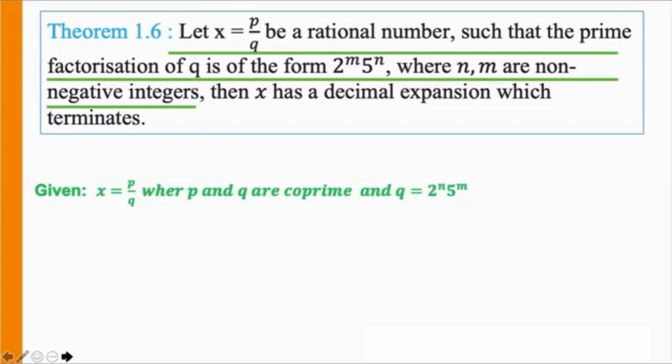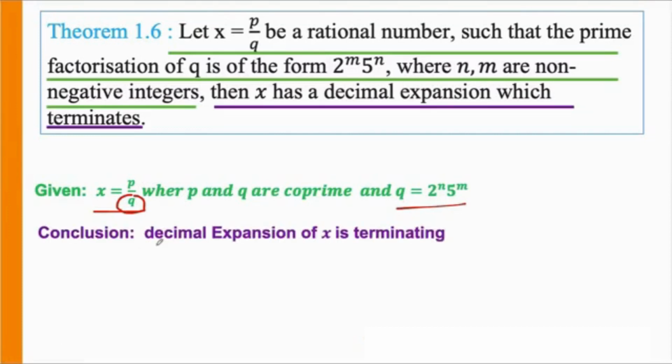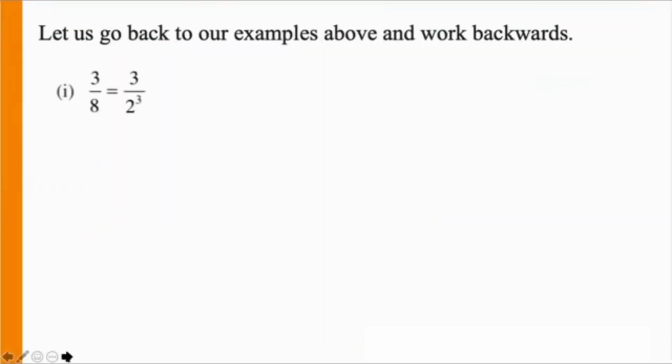So let's understand what's given to us. It is given that x is in the form of p by q, it's a rational number, and q is in the form of 2 raised to n, 5 raised to m. The conclusion is the decimal expansion of x will be terminating. So let's take an example and understand.